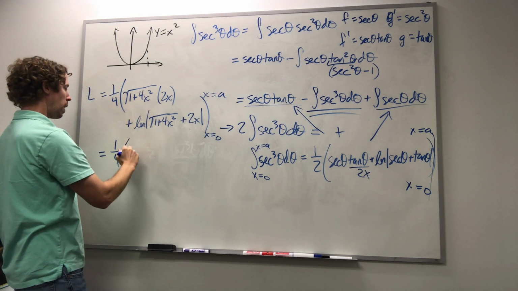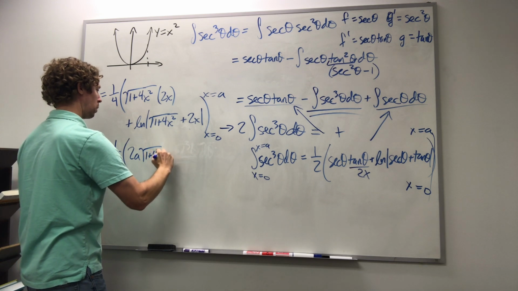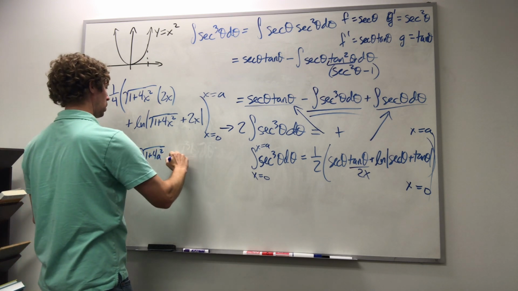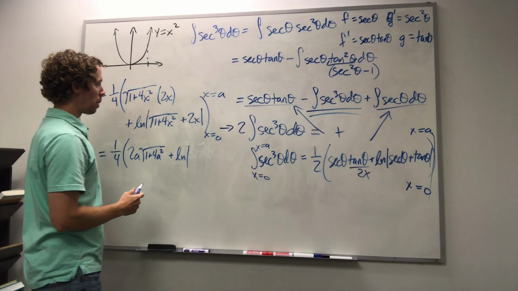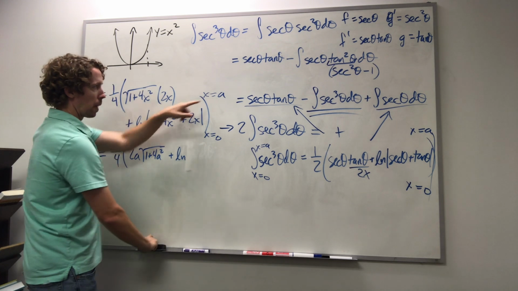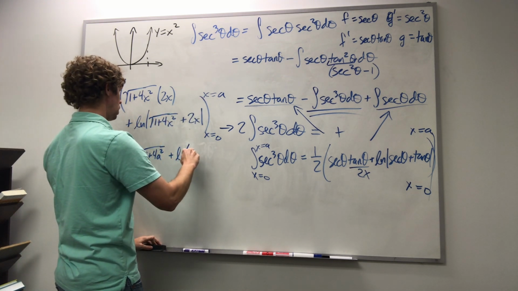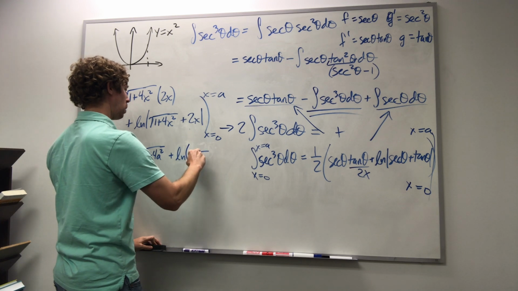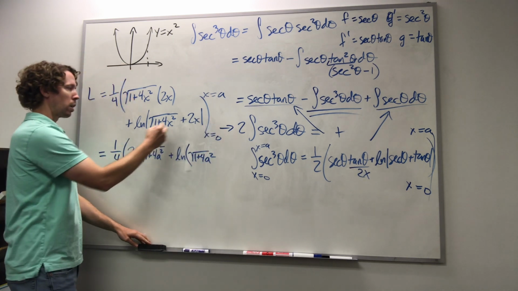Now, I'll write the 2a in front of the square root. I don't actually need absolute values here. It's fine to keep them, but a is a positive value. So I'm just plugging a into here.